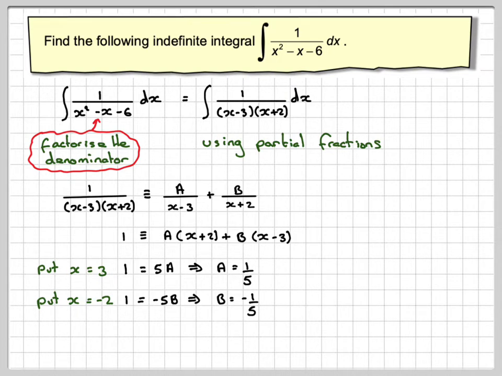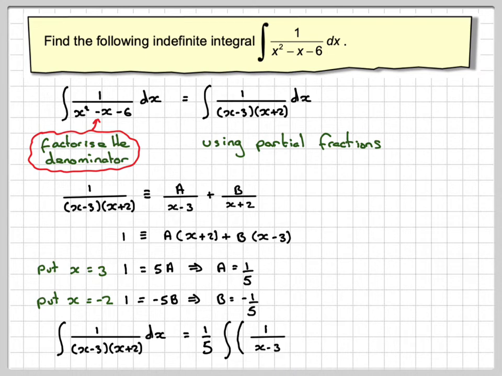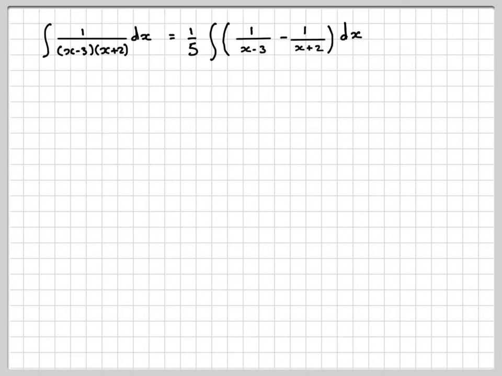So we can rewrite the integral as the integral of 1/5, and we can take out the 1/5 because we've got 1/5 in both cases, of 1 over x minus 3 minus 1 over x plus 2 dx. Okay, so writing that out again. So these are very simple integrals to do.